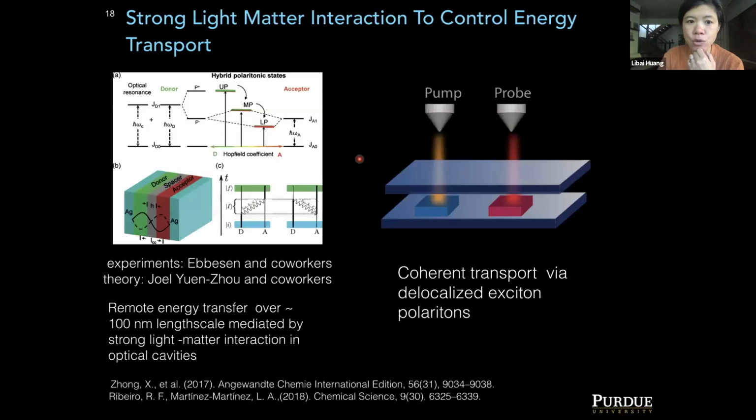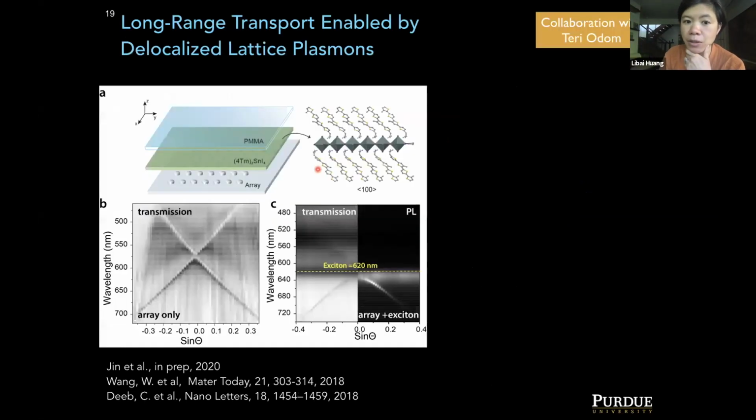So in the last 1 or 2 minutes, I just want to give a future direction that we're working on. What if we can use a strong light-matter interaction to enhance this coherence much, much further, much further than what is even possible in things like a photosynthetic system? Recent work has shown that by coupling to a cavity and forming this very delocalized polariton state, you can, in theory, get to coherence lengths on the order of microns or much, much longer.